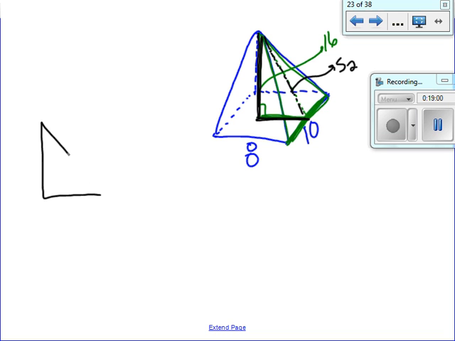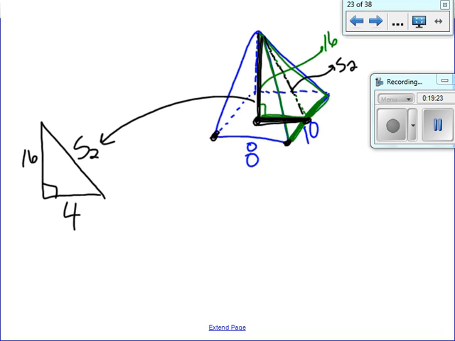Here's my little triangle. I don't know what the slant height is. What is the bottom of my triangle here? 4, because all the way across was 8, so halfway across is going to be 4. And then I know the height was 16. That was this guy. Now I'm going to go through the process of 4 squared plus 16 squared equals S2 squared.